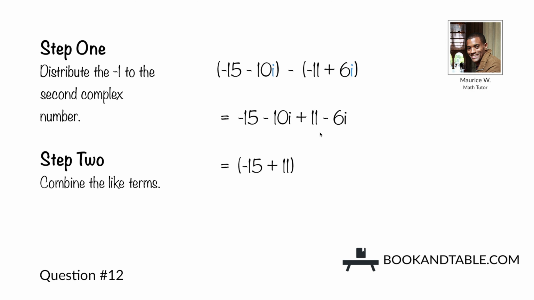And now we want to combine the like terms. So our real numbers are negative 15 and positive 11. And we add that to our imaginary numbers, negative 10i and negative 6i. Negative 15 plus 11 is equal to negative 4. Plus negative 10i minus 6i is negative 16i. So negative 15 minus 10i minus negative 11 plus 6i is equal to negative 4 minus 16i.